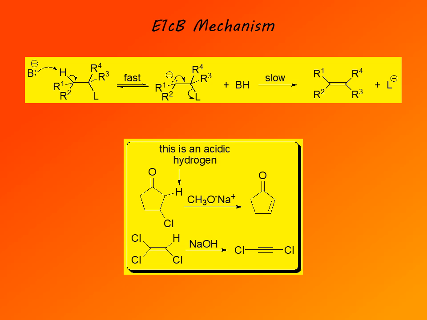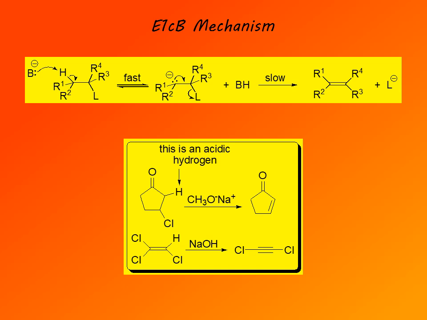For the E1CB mechanism to operate, there must be an acidic hydrogen, or specifically the beta hydrogen must be an acidic hydrogen. Hydrogen is acidic if there is a neighboring electron withdrawing group. A carbonyl group is a typical neighboring electron withdrawing group that makes hydrogen acidic. And so in the first example, that hydrogen is acidic due to the presence of a carbonyl group. So the base removes that hydrogen, and then in the second step, chloride leaves as an ion, and so the product is an alkene.